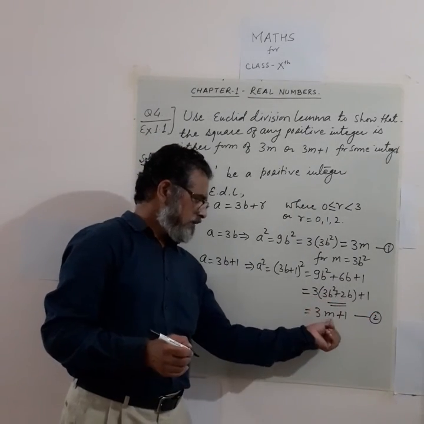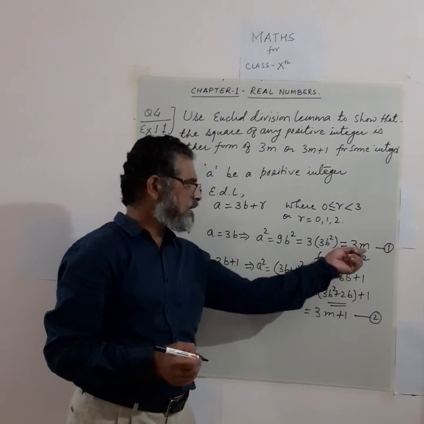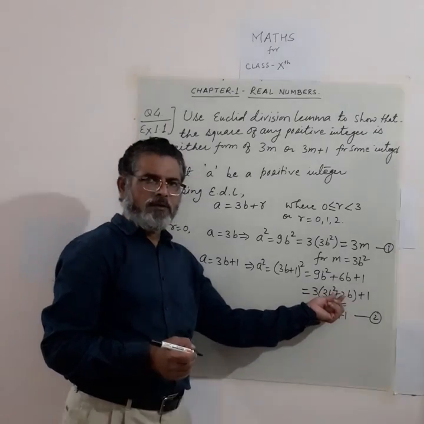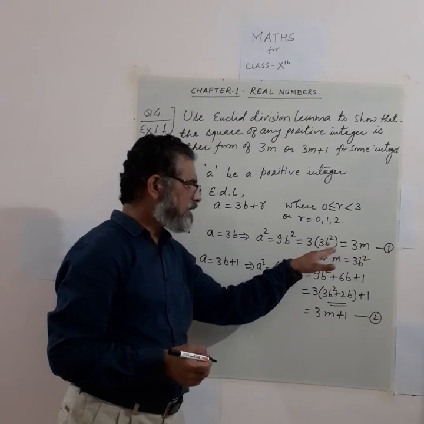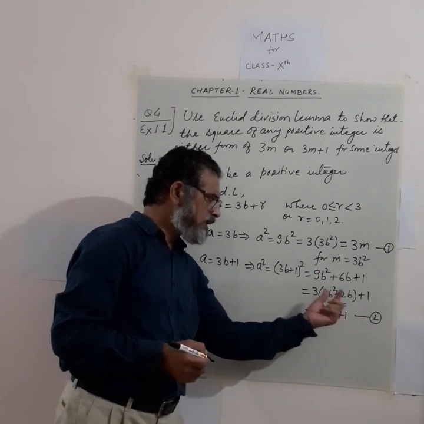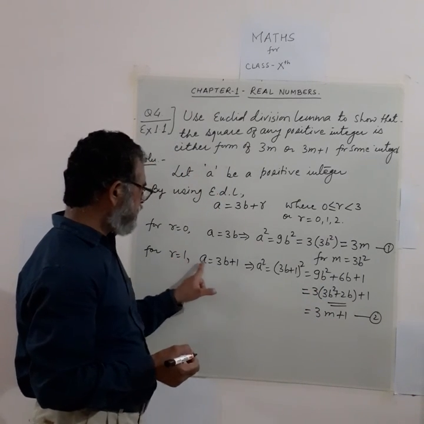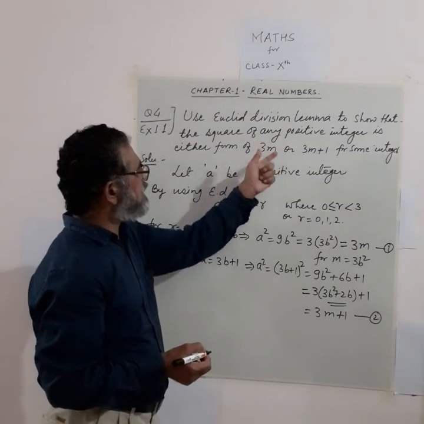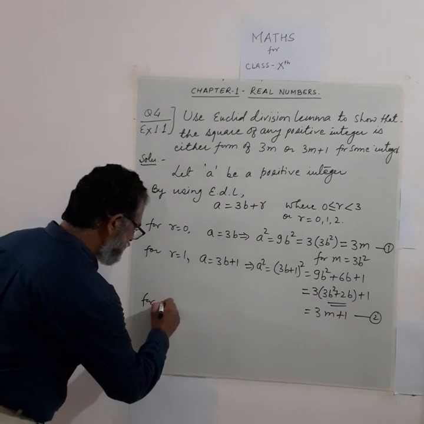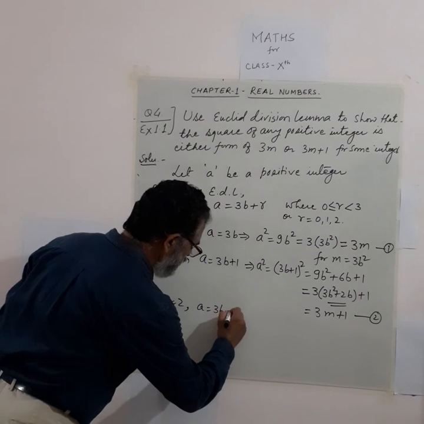This will be an integer, so we replace it by m, some integer. Don't be confused that here m is 3b square and here m is 3b square plus 2b. This is just representing this number by an integer. So again, for r equals 1, the square of a positive integer is in the form of 3m plus 1.